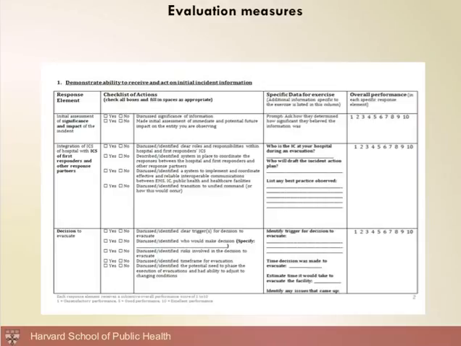Each task is measured by a combination of multiple observable actions listed in the third column. For example, for the task Initial Assessment of Significance and Impact of the Incident, the actions listed are discussed significance of information and made initial assessment of immediate and potential future impact on the entity you are observing. The evaluator should check yes or no if the action was performed or not.